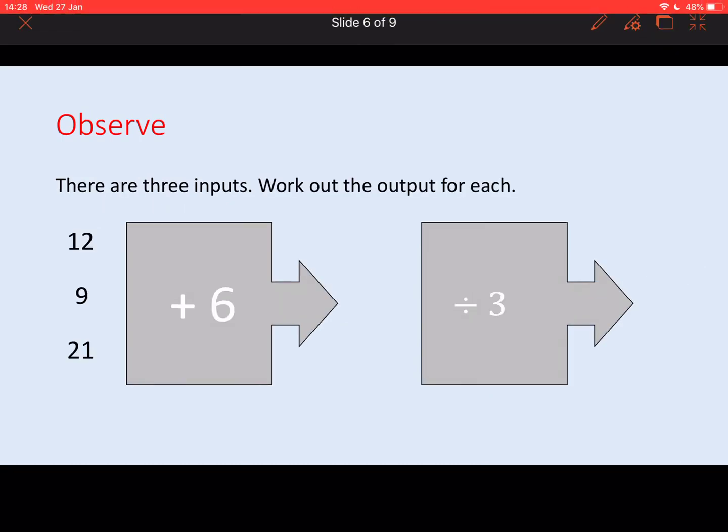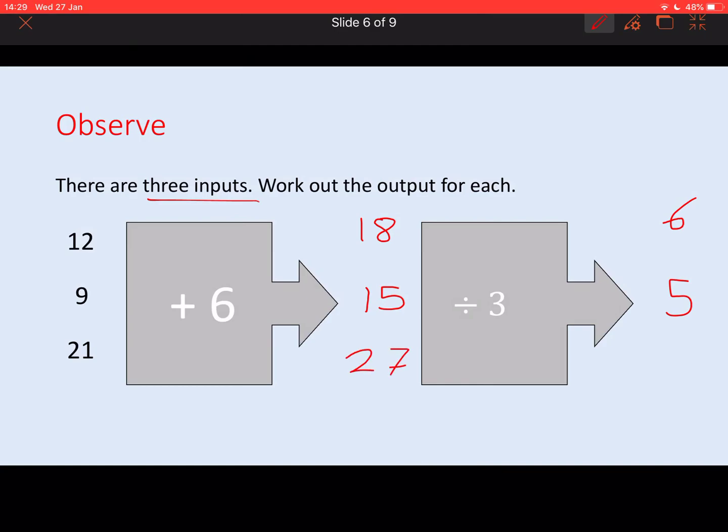So instead of just being given one input, we're given 3 inputs. So I'm going to do each input, and I'm going to go through the function machine. So I'm going to do 12 add 6, and that's going to get me 18. And then I'm going to divide it by 3, which gets me 6. The next one, I'm going to do 9 add 6, which gets me 15. And then I need to do 15 divided by 3, which gets me 5. And then for this last one, 21 add 6 gets me 27.